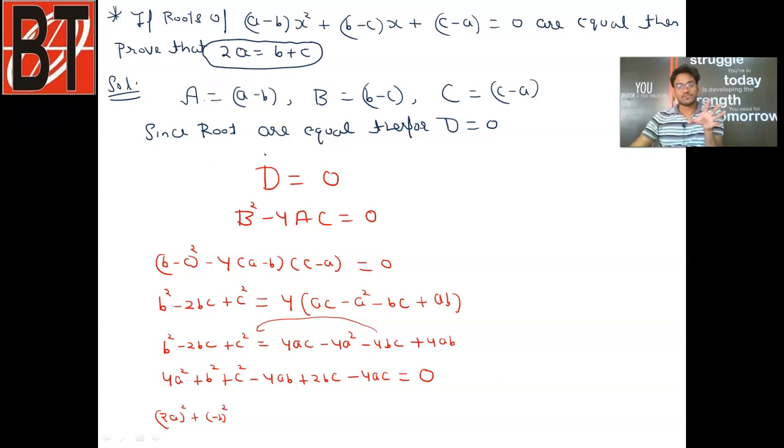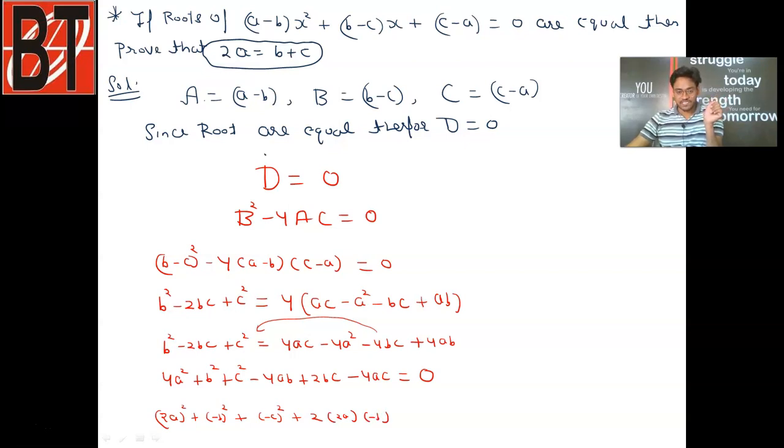Now students, let me know if I write this B square in this way. Any problem? Why I am writing it you will know very soon. And if I write this C square in this way, (minus C) whole square, no problem. Now minus 4AB, can I break it in this way? 2 times 2A into minus B. Just check, students, no problem at all.